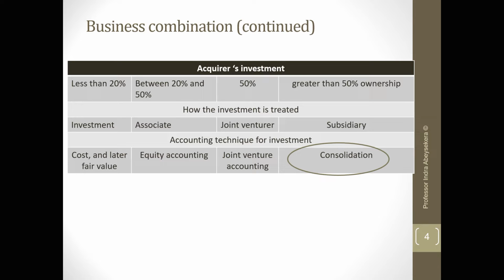If the acquirer's investment is jointly shared, if there are two investors, and the acquirer is one of them and has a proportion of 50% investment, it's called a joint venture, and the acquirer is called the joint venturer. To find the value of the acquirer's investment, we use joint venture accounting.